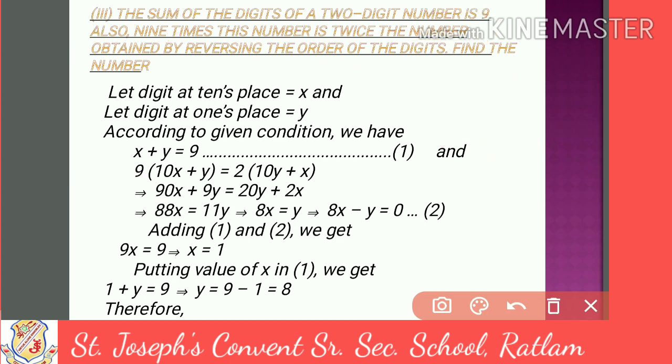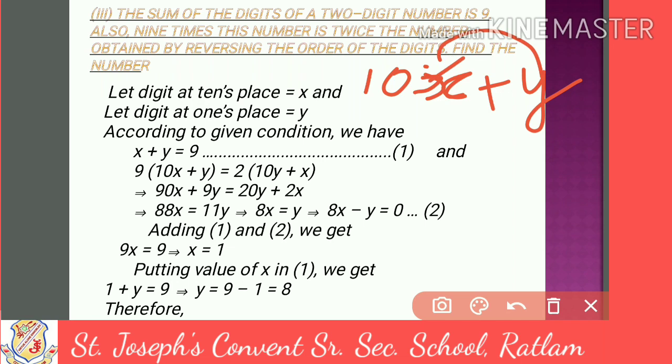So what will be our original number? It will be 10x plus y. So what is the new number? The new number is obtained when you reverse. Reverse means just in place of x replace it by y, and in place of y replace it by x. So what will be the number? Now the new number will be 10y plus x.